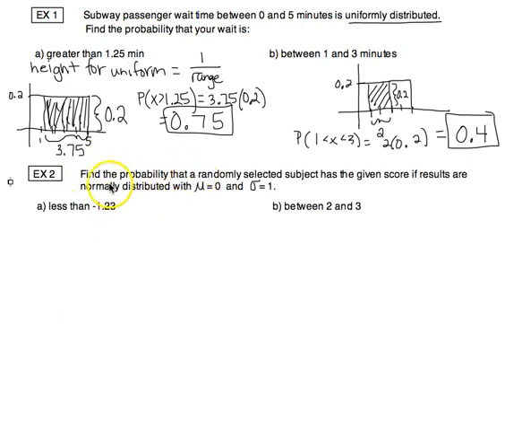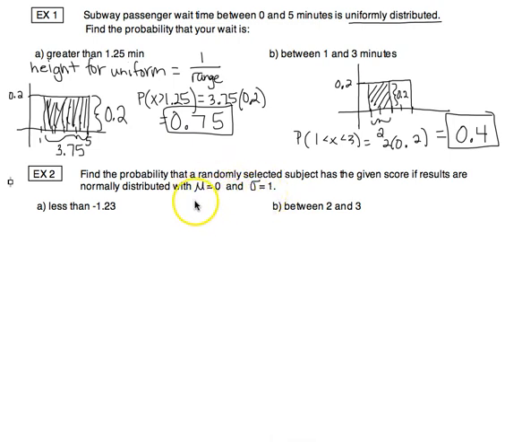Okay, so here's our example. We want to find the probability that a randomly selected subject has the given score if results are normally distributed with a mean of 0 and a standard deviation of 1. So the fact that it says mean 0 and standard deviation 1 is what tells us that this is a standard normal distribution. Now, of course, sometimes it will actually say standard normal distribution.